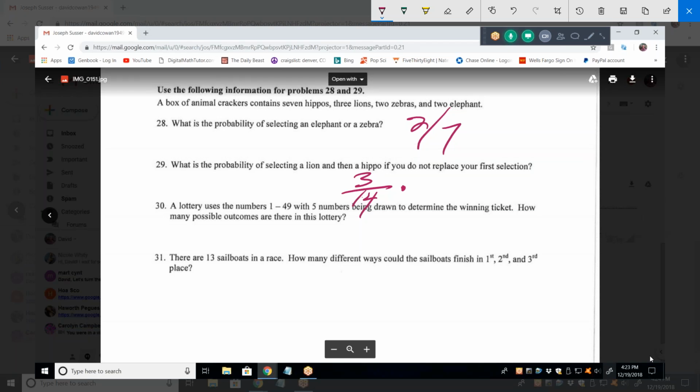Yeah. Okay. And so then since you, what's the hippo? 7 out of 13, because you took away. Right. You already took away a lion. Yeah. So you get. Now, the way to do this is not 21 over that. It's to simplify first. Then you don't need a calculator. And you end up with 3 over 26.